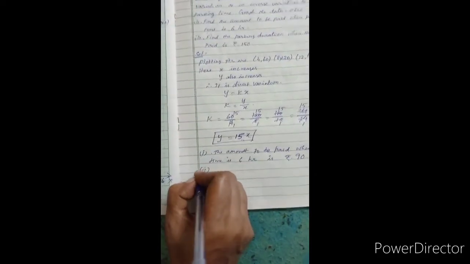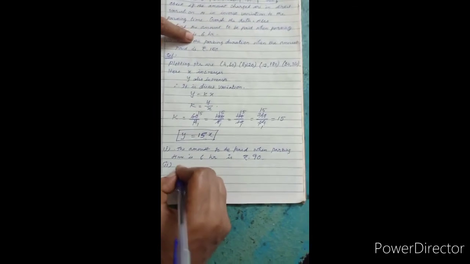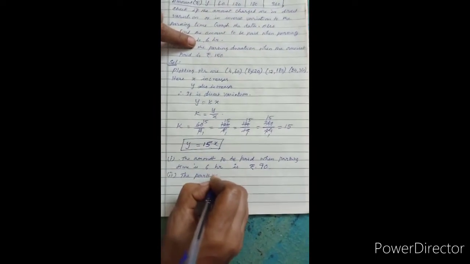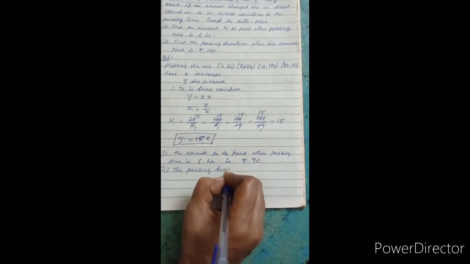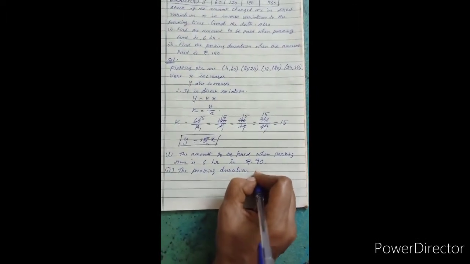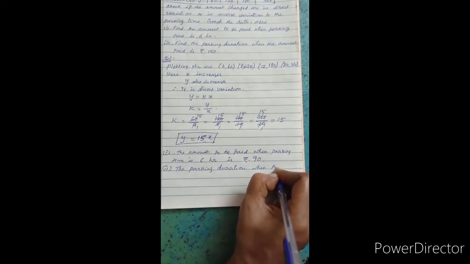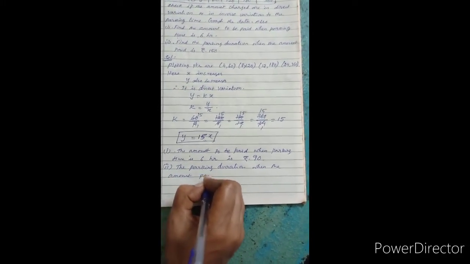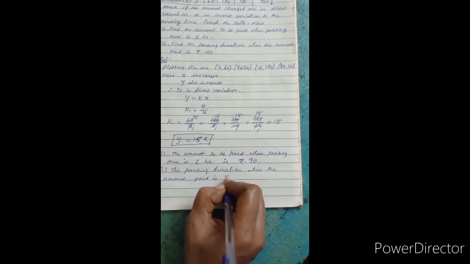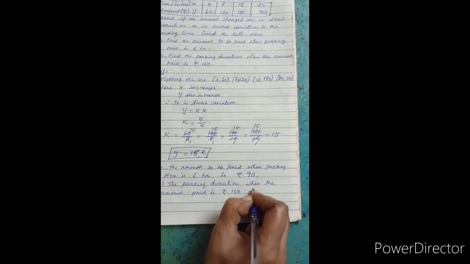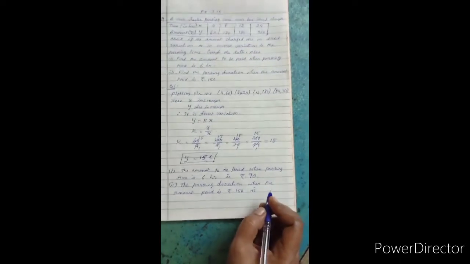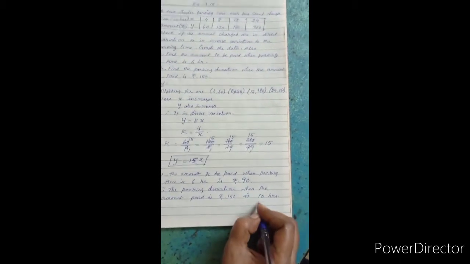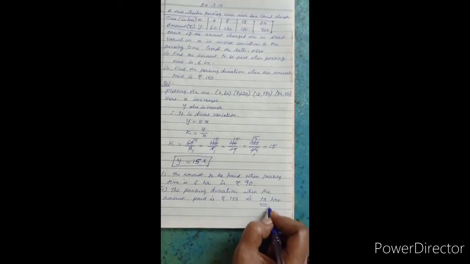Second question is: the parking duration when the amount paid is rupees 150 is what? 10 hours. That's all. This is our required equation.